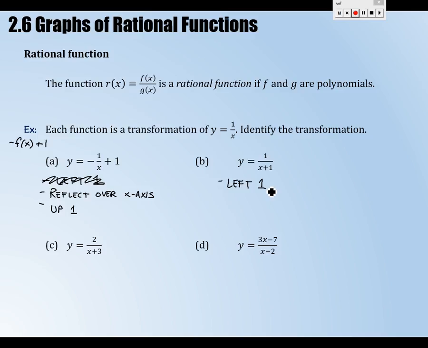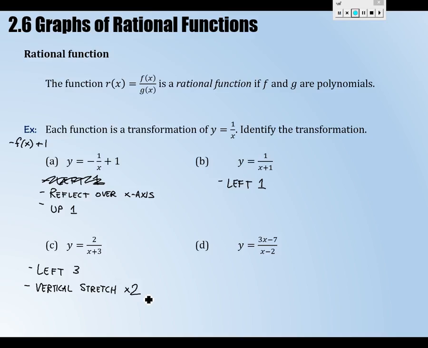Deeksha, how did you do on C? Yeah, vertical stretch or dilation by a factor of 2. Okay, I think I agree with those two. And then what about this last one? You might even have a question, is this a transformation of this guy? Maybe it's not, I don't know.